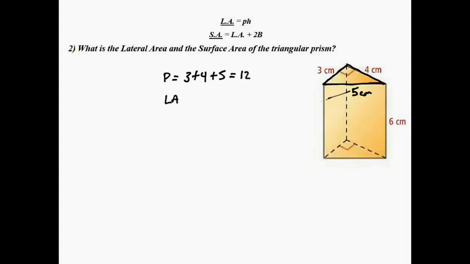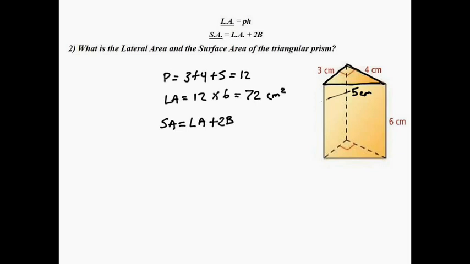So lateral area, 12 times the height of the figure, which is 6. In this case, our lateral area is just 72 centimeters squared. Now we have to find our surface area. Surface area is just, remember, lateral area plus 2 times the base area.